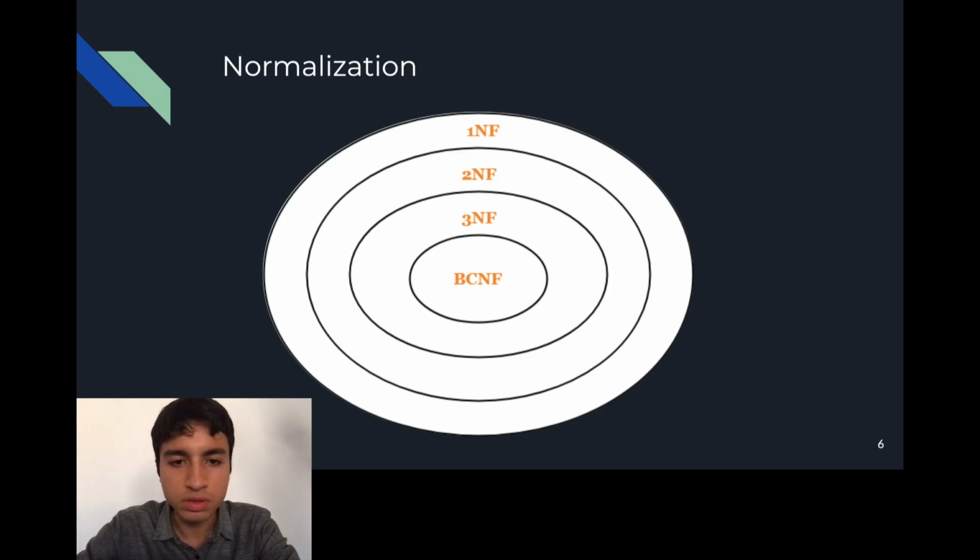There are three main reasons to normalize a database. The first is to minimize duplicate data. The second is to minimize or avoid data modification issues. And the third is to simplify queries.